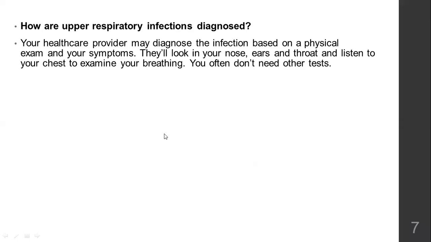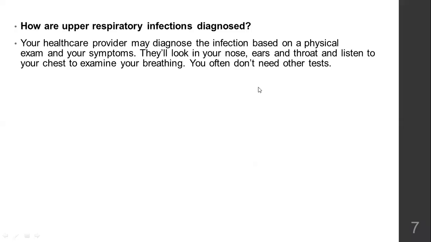How do you diagnose respiratory infection? Not much physical examination is required. Based on your symptoms, it is known to the physician that this is a respiratory infection. But an ENT specialist can look into your nose, ear, throat, and listen to your chest using a stethoscope. Where do you have congestion? The sound of your breathing, any regurgitation or murmurs can be heard through your breathing.